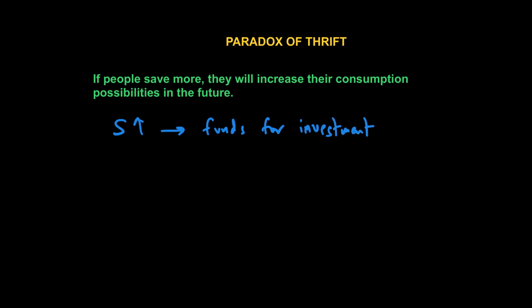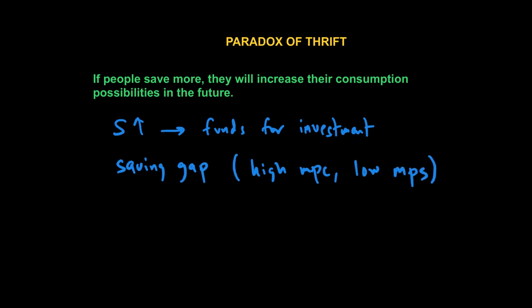In fact, one of the biggest problems of poor countries is that there is sometimes what we call a saving gap. A saving gap is basically the idea that poor countries do not save much because they have a high MPC and a low MPS. So that's why we feel that some proportion of an economy saving is good, because that saving is funds for investments. The saving happens in a bank, and those banks will then lend to organizations for investments, and that basically lowers the saving gap.